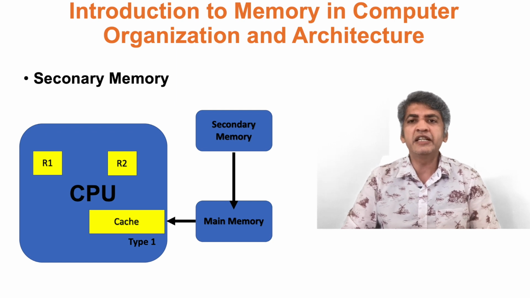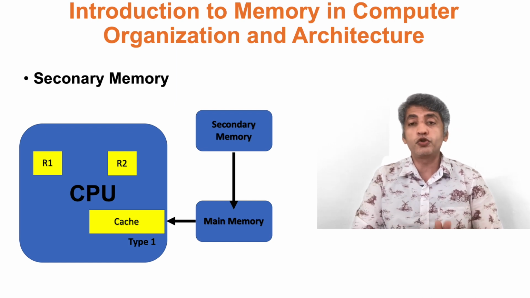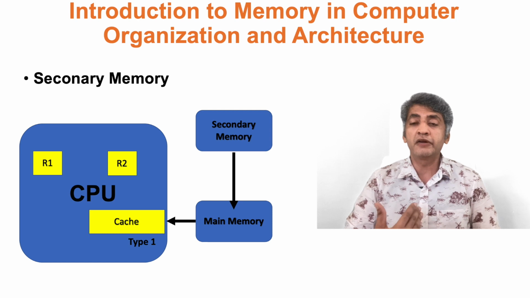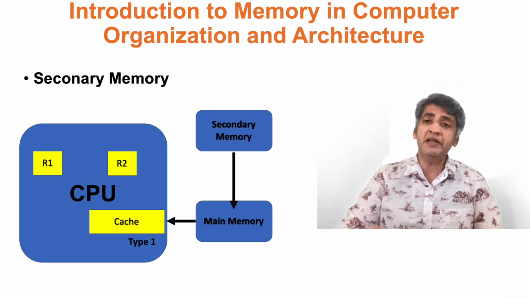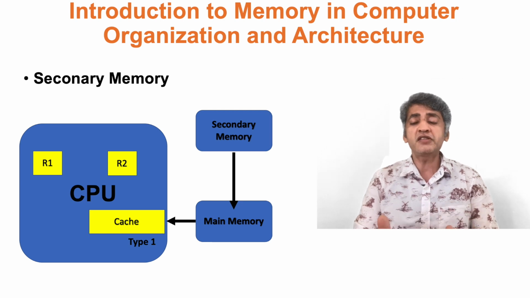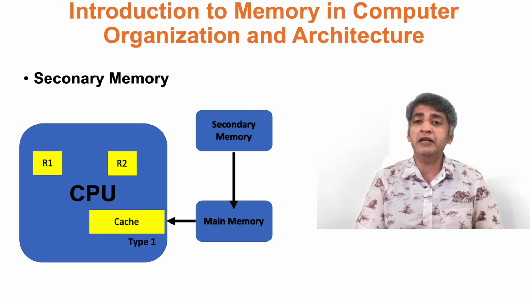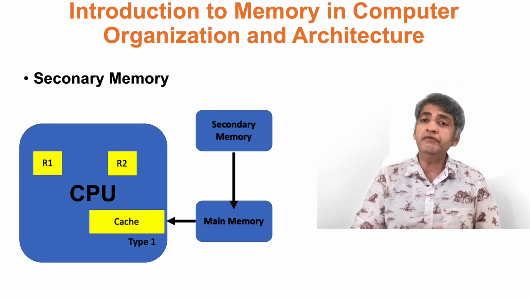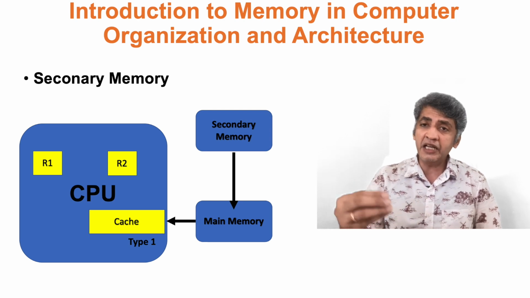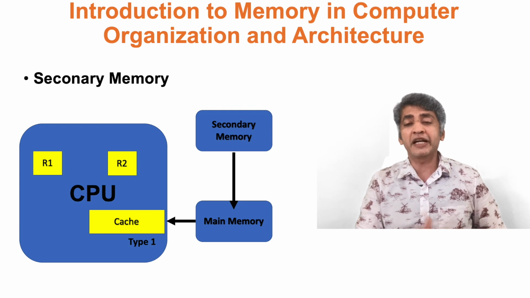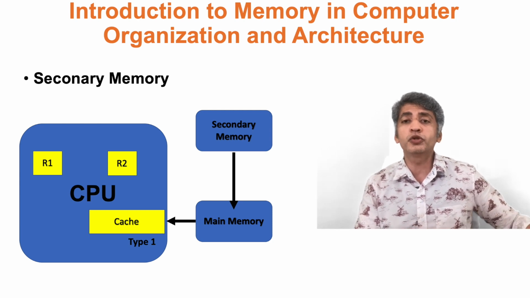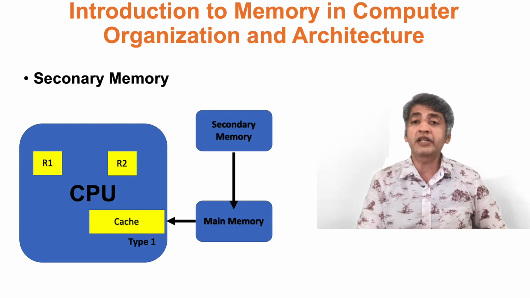Then here you can see on the screen the secondary memory. Whenever your program is fed into the system, the program is stored in the secondary memory. When you give the command for execution, the program is moved from secondary memory to main memory, and from main memory it moves to the processor instruction by instruction through cache memory. This is the setup.